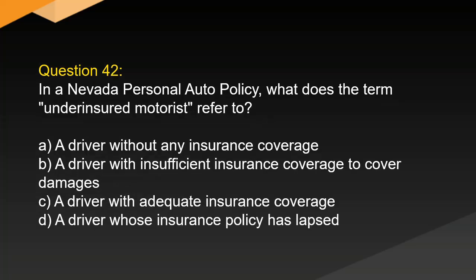Question 42. In a Nevada personal auto policy, what does the term underinsured motorist refer to? A. A driver without any insurance coverage. B. A driver with insufficient insurance coverage to cover damages. C. A driver with adequate insurance coverage. D. A driver whose insurance policy has lapsed.